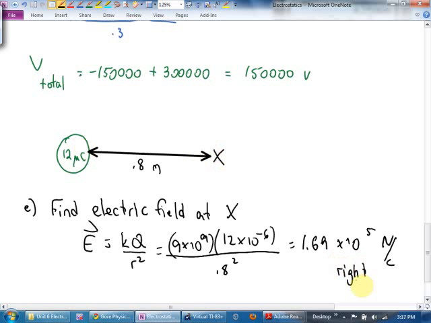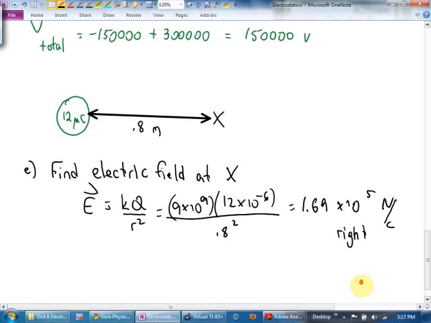I can also, with the same diagram, say, find the voltage. Is that okay, Alexis?